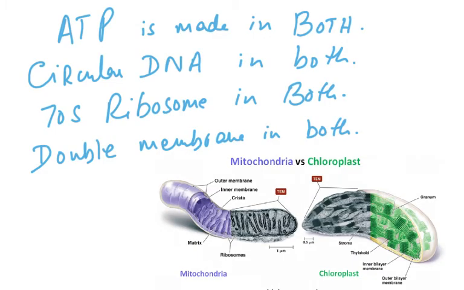Now this is a very good comparison of mitochondrion versus chloroplast. ATP is made in both. The circular DNA is present in both. 70S ribosomes are present in both, and they both have a double membrane. Of course, in the mitochondria the outer membrane and the inner membrane are slightly different, because the inner membrane is folded, and these foldings are called cristae. In the chloroplast, the outer membrane and the inner membrane are not folded, but then you have the thylakoids in it, and then you have the granum. But both have a circular DNA, both have 70S ribosomes, and in both ATP is made.